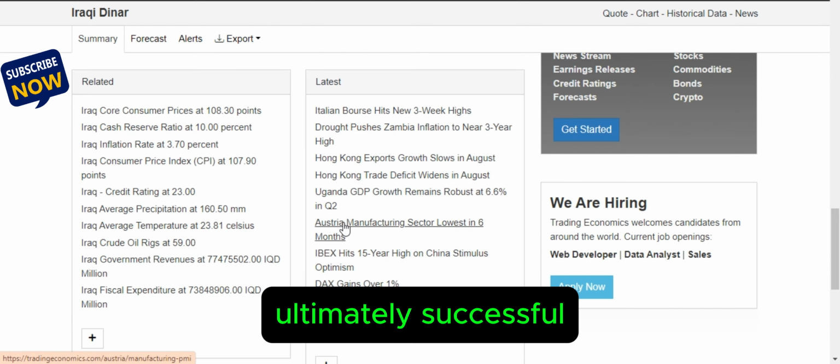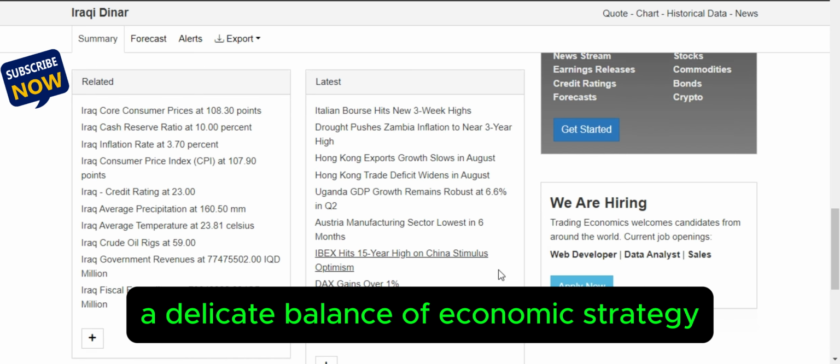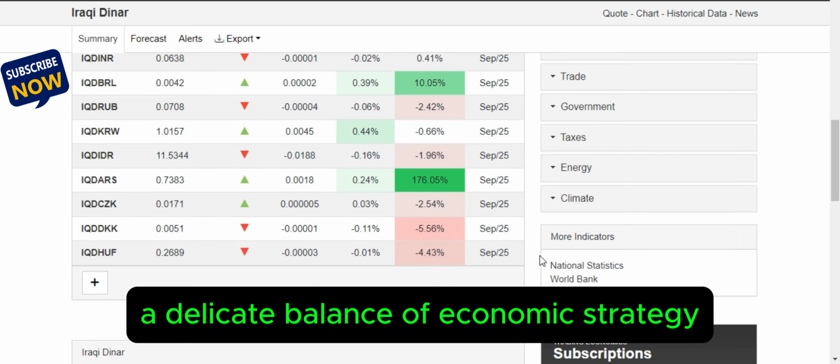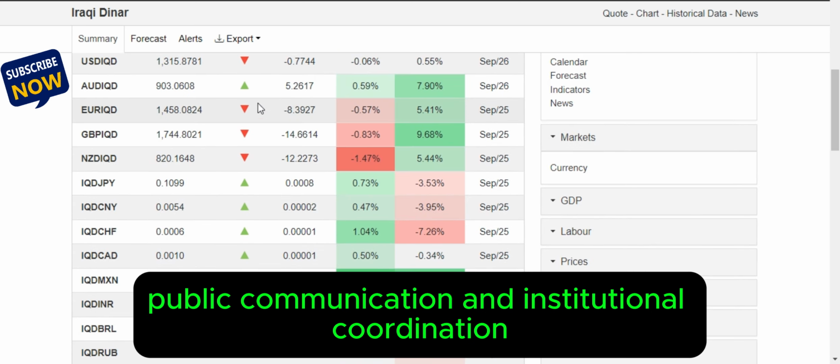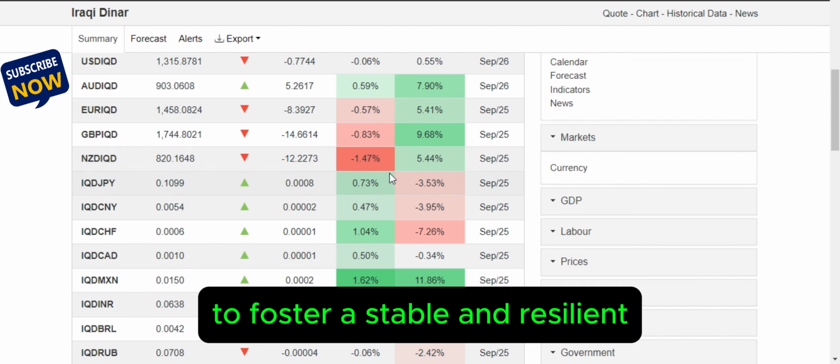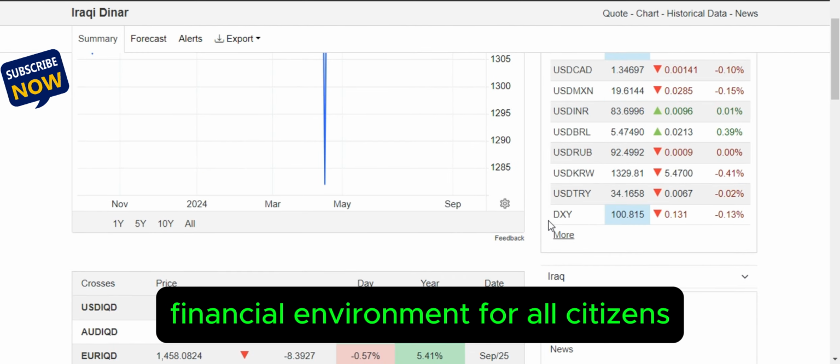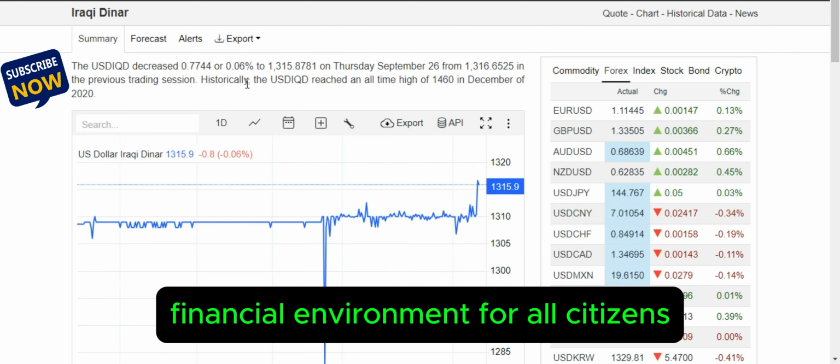Ultimately, successful monetary reform requires a delicate balance of economic strategy, public communication, and institutional coordination to foster a stable and resilient financial environment for all citizens.